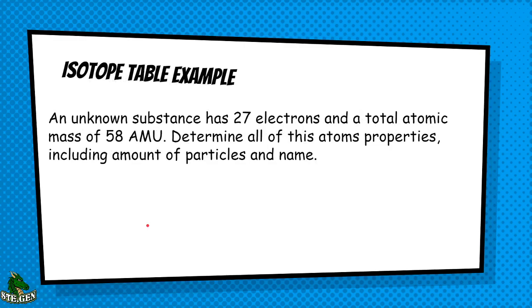So we're going to go with a question that's not really in the form of an isotope table, and this is how it would be worded normally. An unknown substance has 27 electrons and a total atomic mass of 58 AMUs. Determine all of this atom's properties, including amount of particles and name.